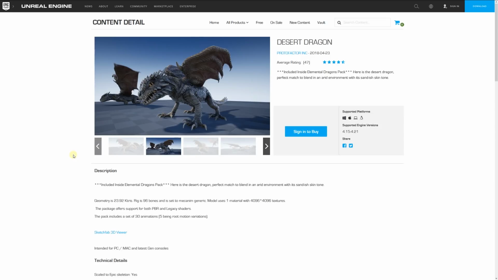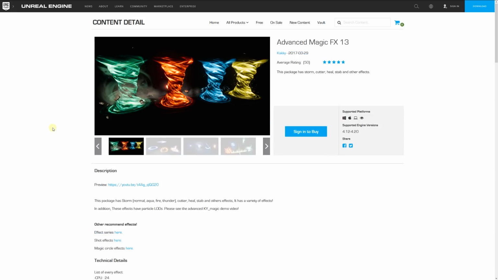And the fourth one is something called the Desert Dragon. It includes some dragons, which are roughly 23,000 triangles, rigged with bones, with 4K materials. And the next one is called Advanced Magic FX13, and includes a package of a sort of storm effect with different varieties, cutter, heal, stab and other effects, with a whole host of LODs and other things included.